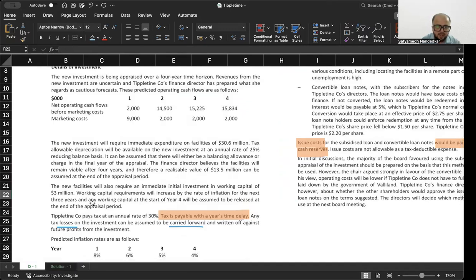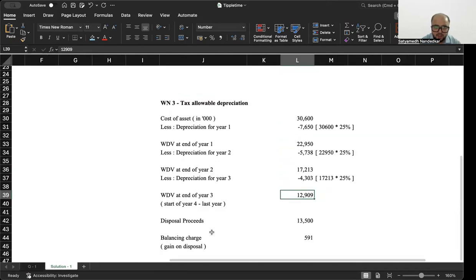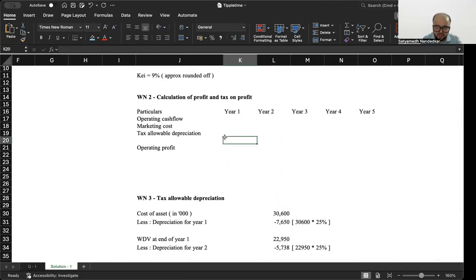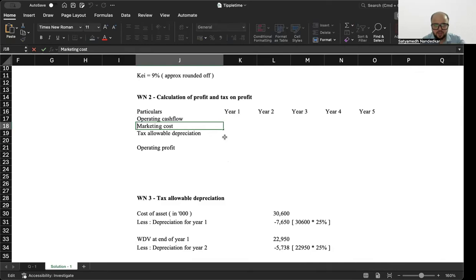Now, this particular item is sold for what value? This particular item is sold for a realizable value of 13.5 million. Written down value 12,909, sold for 13,500. So there will be a balancing charge on disposal, which is 591. Now here this tax allowable depreciation is something that I'm going to subtract.